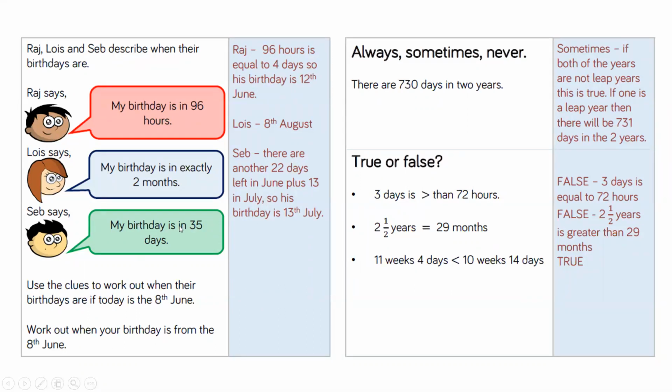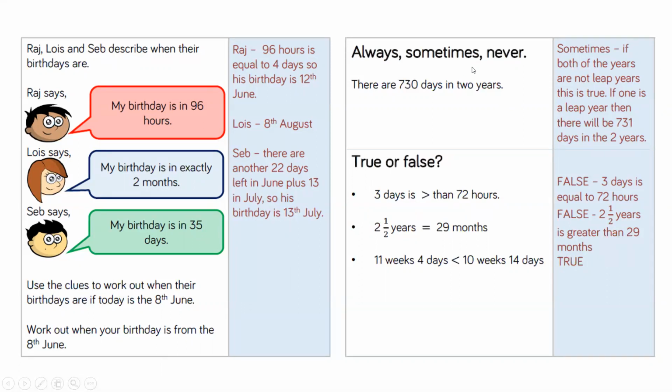Now, Seb is in 35 days' time. So we're going to take the 8th of June. We know that there are 30 days in June. So of that 35, we're going to take 22 of them to get us right to the end of June. So 35 take away 22 leaves us with 13. So that means that his birthday is the 13th of July. And then you can work out your birthday from the 8th of June.